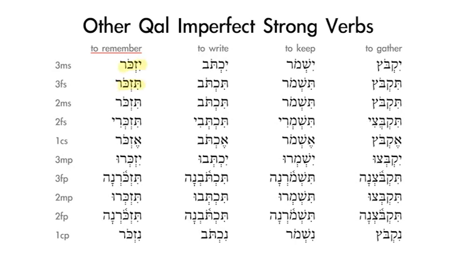Yizkor, tizkor, tizkor, tizkeri. Ezkor, yizkeru. Tizkorna, tizkeru. Tizkorna, nizkor. The only difference between this paradigm and the one for katal are the three root letters that appear in each slot. The vocalization, or the vowels, are the exact same. The same applies to the verb to write, to keep, or to gather, and you can work through those paradigms and pronounce them to get the rhythm for how each one sounds with the unique preformatives and sufformatives that identify person, gender, and number.